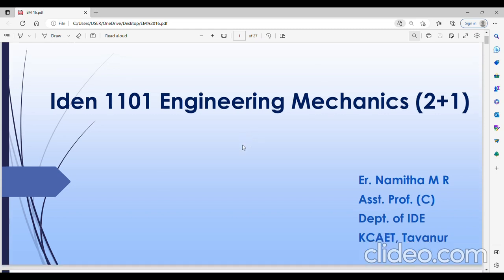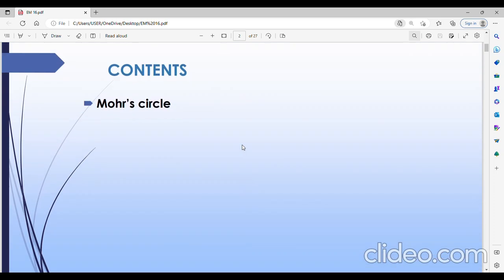So in this lecture, we are moving on to Mohr's circle, which is the graphical method to find the solution for different types of stresses on an inclined plane. We have already seen the analytical method to solve the different types of stresses and forces on an inclined plane. Now we are moving on to the graphical method. It is known as Mohr's circle.